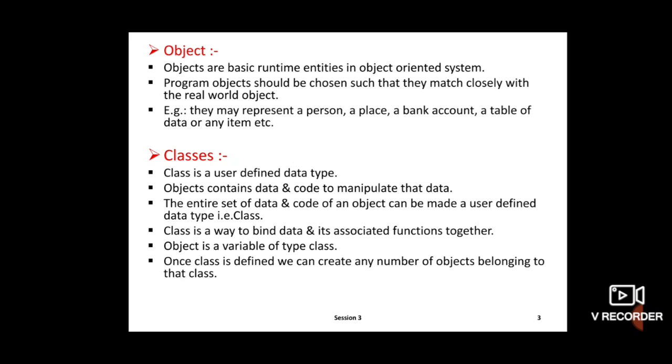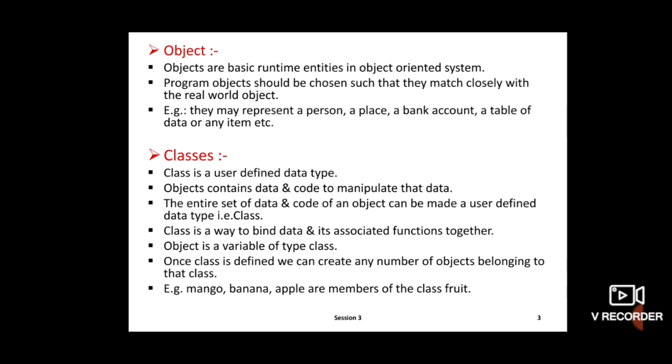Once a class is defined, we can create any number of objects belonging to that class. Means students, suppose you create one class, and in that class you can create more than one object, any number of objects belonging to that class. Just like when you declare a data type, you can declare many variables of the same data type. Suppose int a, b, c, d. You can declare more than one variable of int data type. Same here, once a class is defined, you can declare many objects belonging to that class.